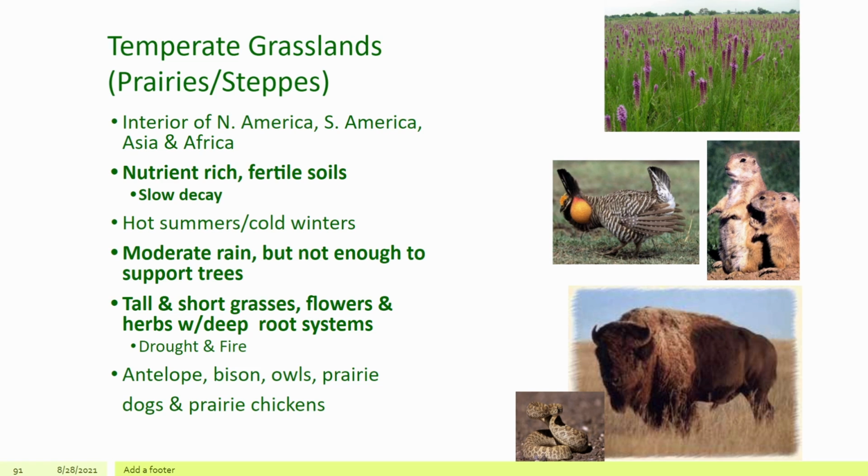We see a lot more short grasses, some tall grasses, flowers, herbs with deep root systems, and these are often susceptible to drought and fire. Organisms like antelope, bison, owls, prairie dogs, and even prairie chickens can be found in these temperate grasslands that are in spaces like the interior of North America, South America, Asia, and Africa.